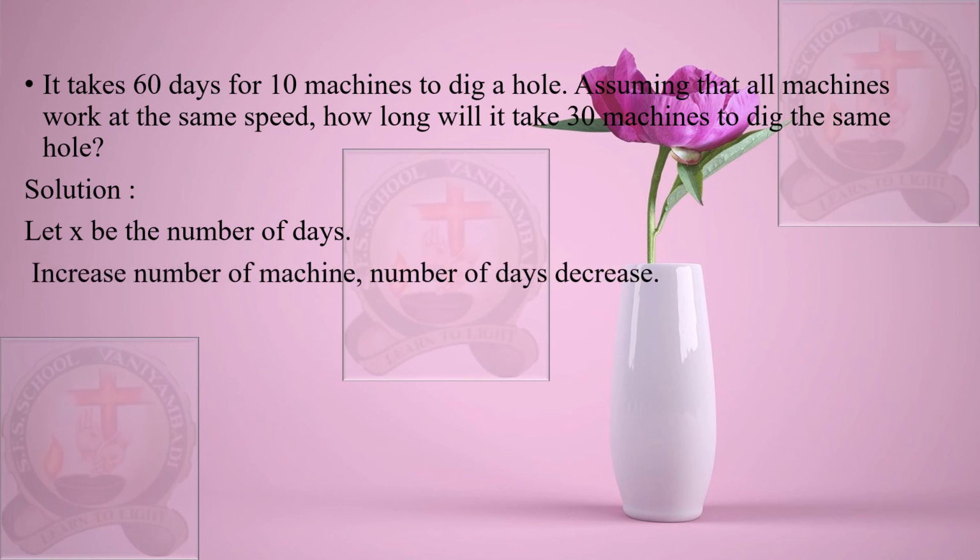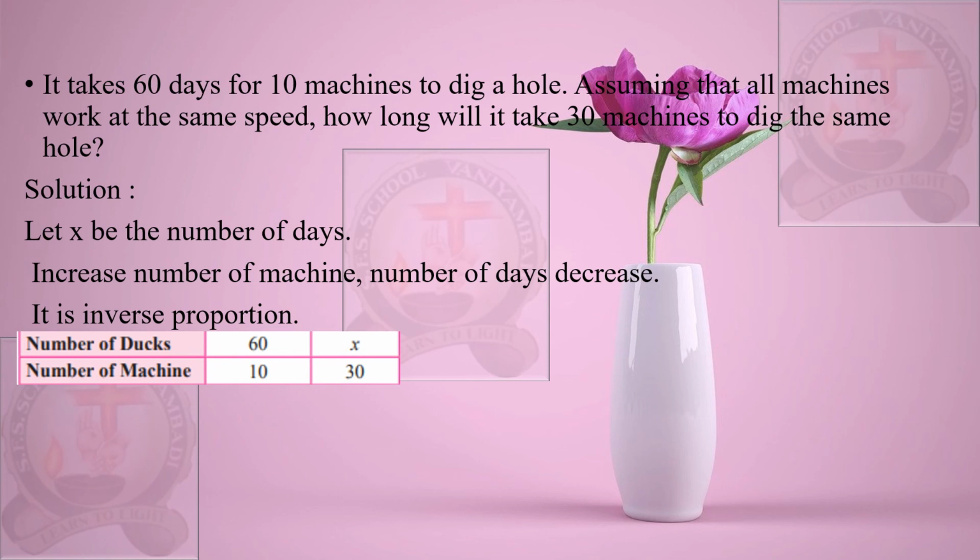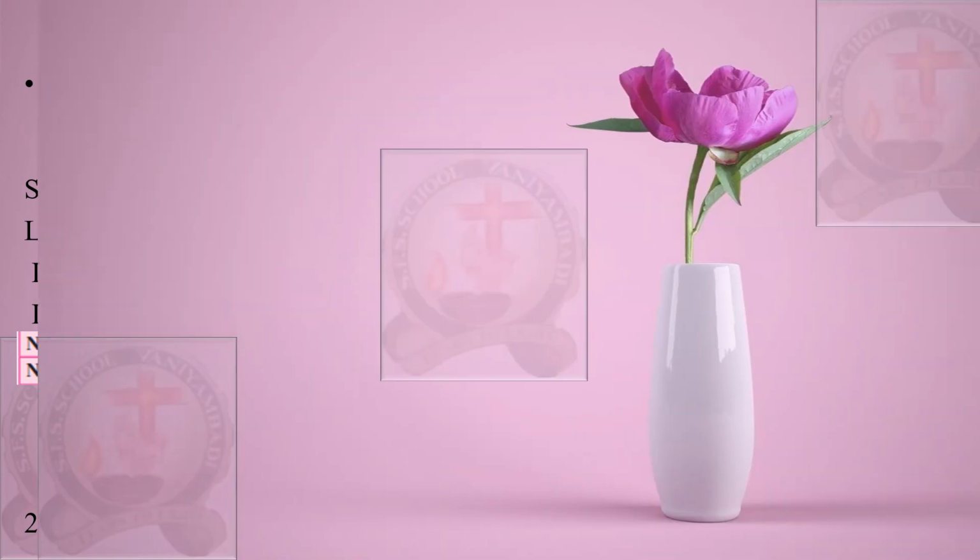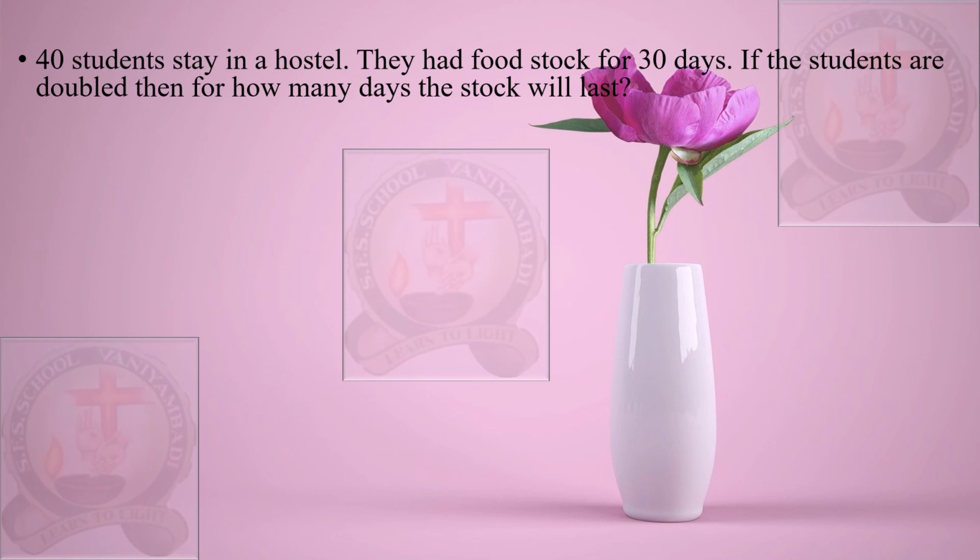Let us write this in a proper way. Now let x be the number of days. If we increase the number of machines, the number of days will definitely decrease, therefore it is an inverse proportion. So there are two quantities, one is the number of days, the other is the number of machines. So therefore, 20 days.